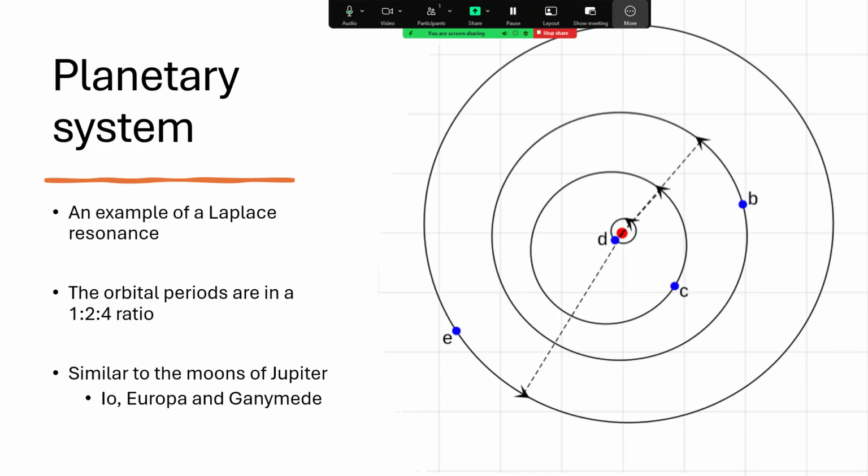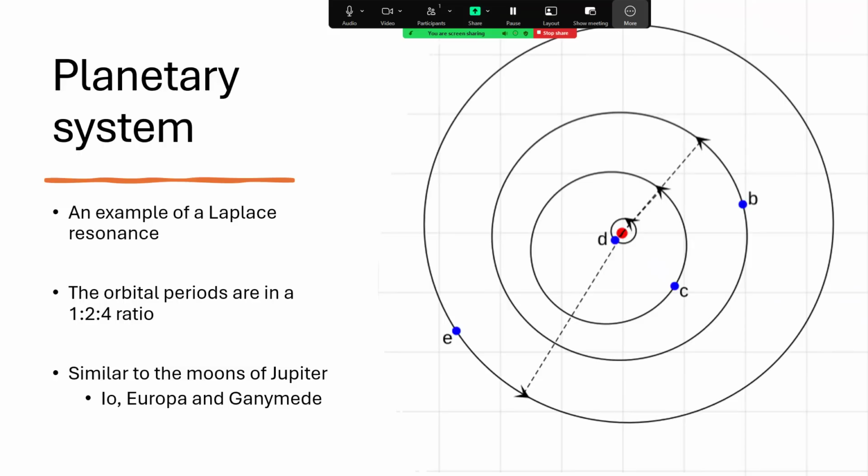And the ratio of the orbital periods of the first three, the gas giants, is in a 1-to-2-to-4 pattern. And that's very similar to the moons of Jupiter, Io, Europa, and Ganymede, a so-called resonance, a Laplace resonance.